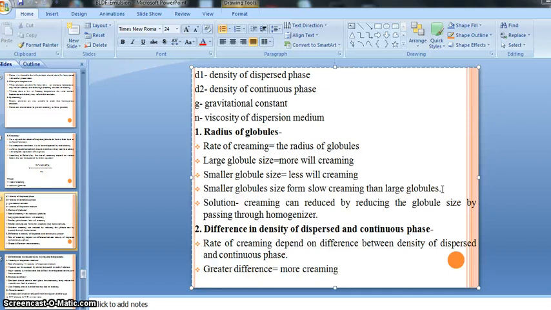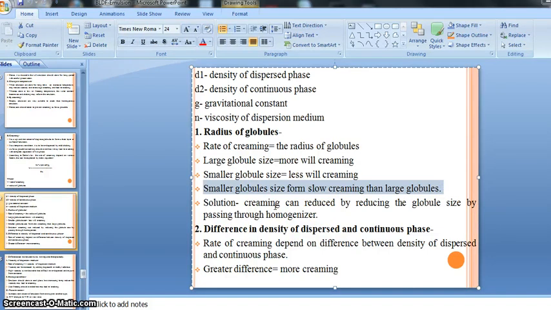Means the rate of creaming is higher in the large globule size of emulsion, right? And the rate of creaming is less in the smaller globule size of our emulsion, right? In the smaller globule size of emulsion, creaming does happen but very slowly, right? That's why this statement says that smaller globule size forms a slow creaming than the large globule size, right?